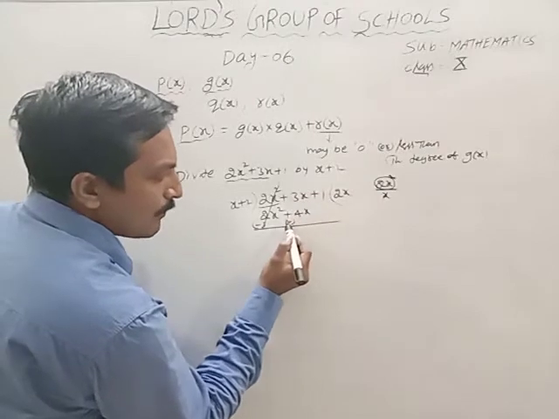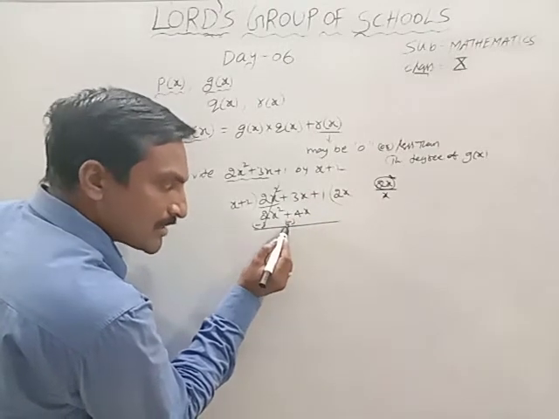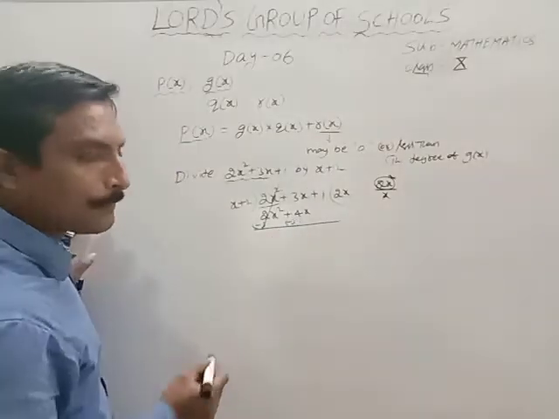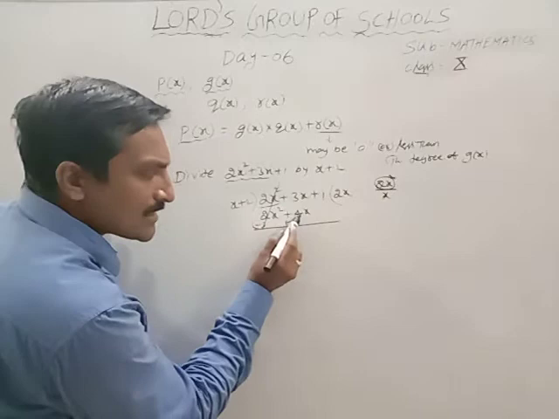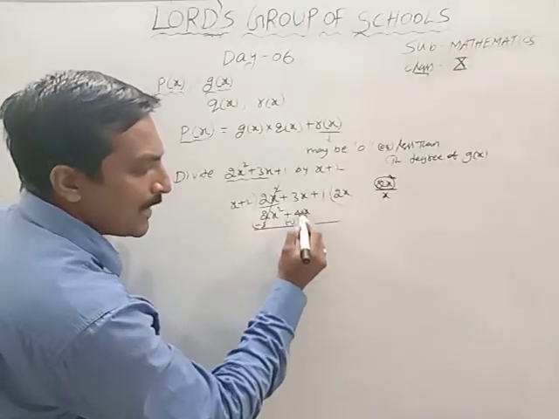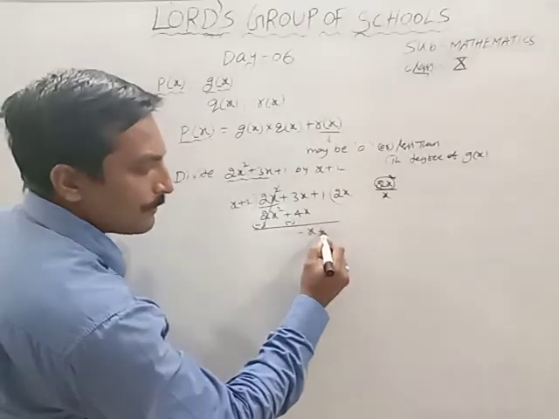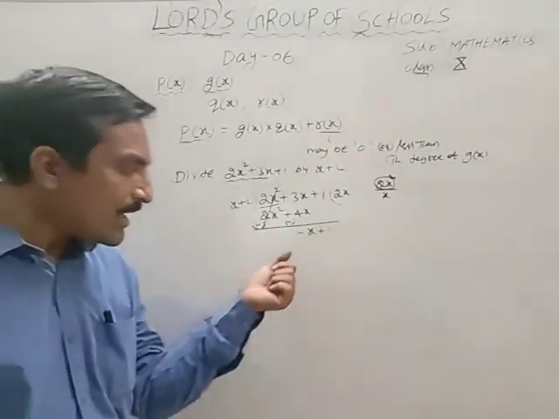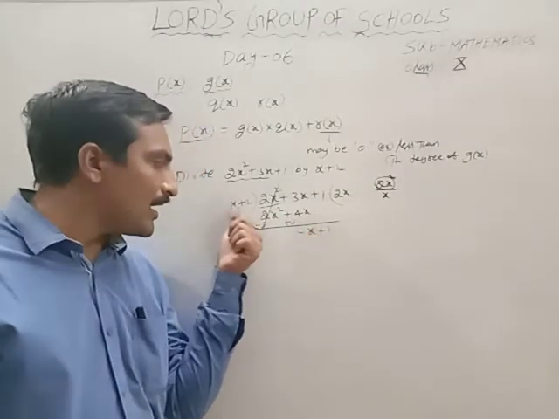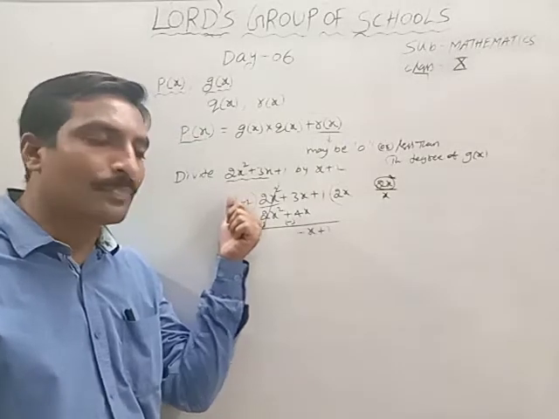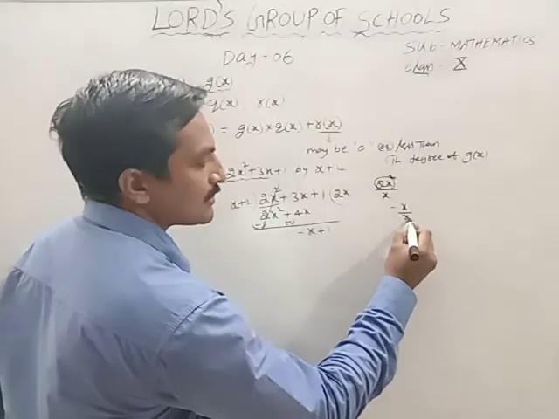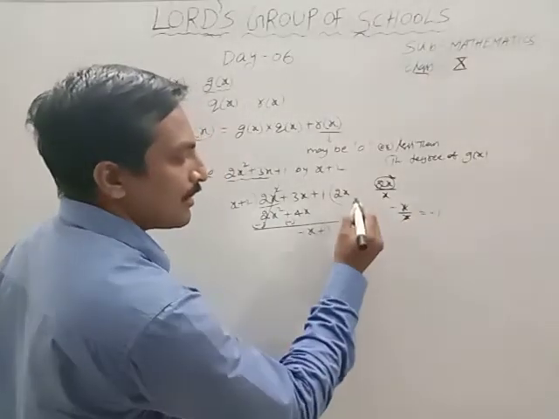Plus 3x minus 4x. Here you have to change the symbol only for this particular term. Plus 3x minus 4x, one positive, one negative, so subtract; the greater number is negative: minus x. Plus 1. Next comes 2. What is the first term? x of degree 1, and the divisor also has degree 1 only. Then minus x by x gets cancelled, leaving minus 1.